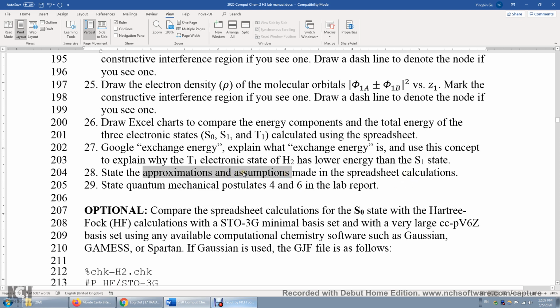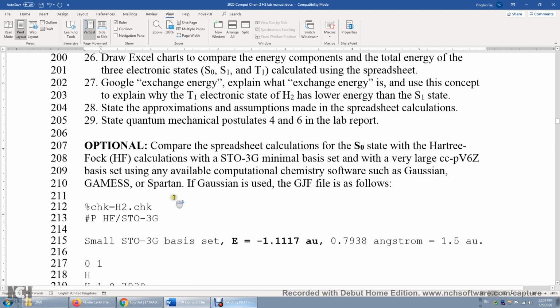For example, we approximate the value of an integral with the sum of maybe 40,000 terms, stuff like that. And I want you to state quantum mechanical postulates 4 and 6. Postulate 4 is regarding the expectation value of a physical observable, and postulate 6 is regarding the anti-symmetrical nature of the wave function of electrons.